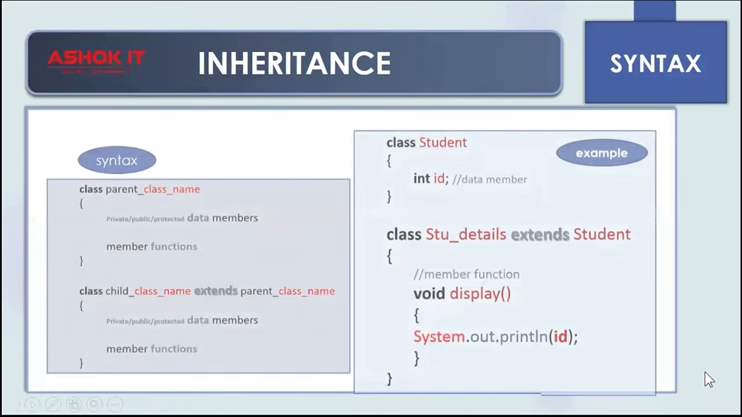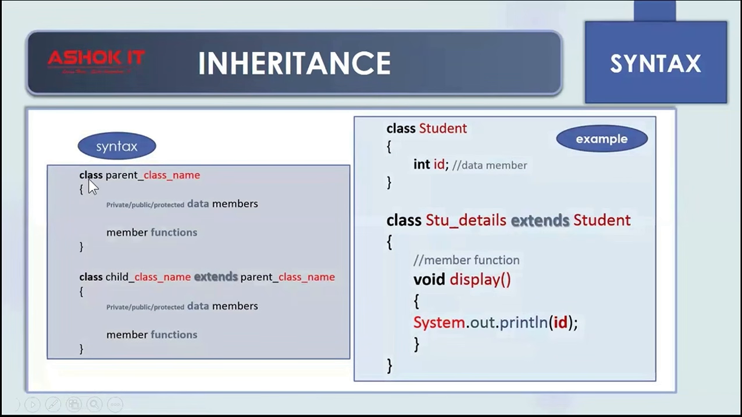And the syntax for inheritance. So we will be having a class with the data members and member functions, and we may create a new class which extends the already existing class, and we can add additional members to this class. This child class can make use of the members present in the parent class. So the child class can access the members of the parent class and also it can have its own members.